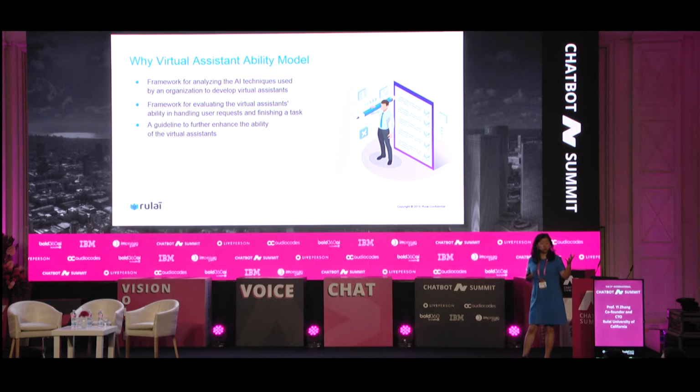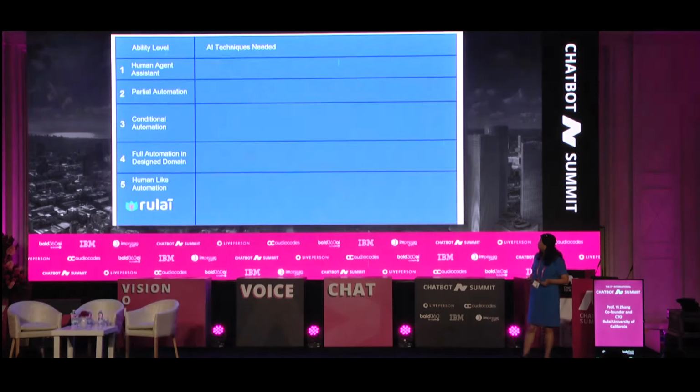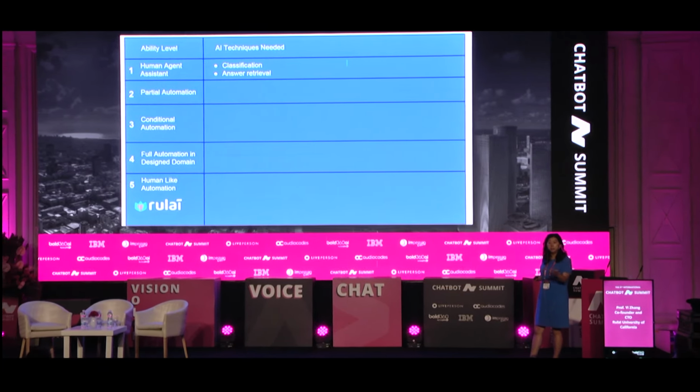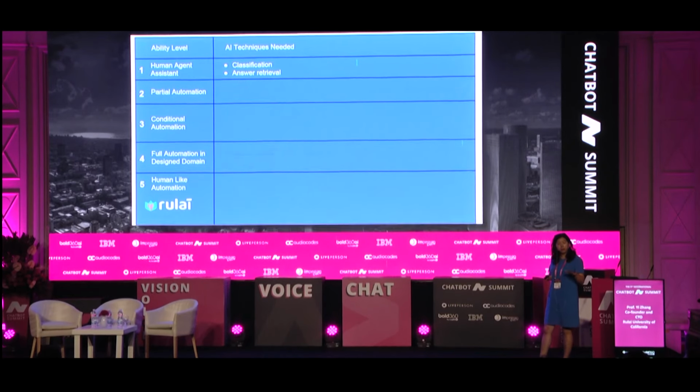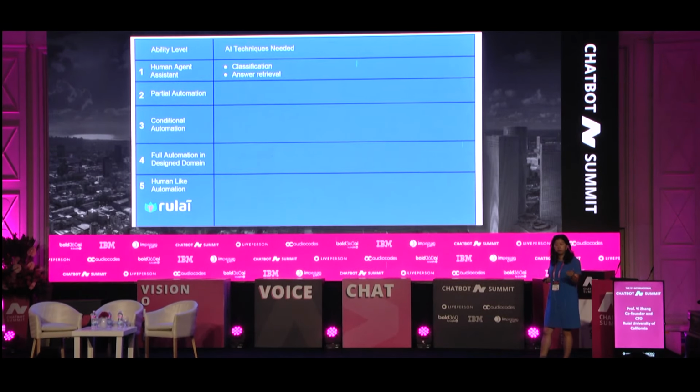It's like autonomous driving cars, where you have level 1 to level 5, and here we have the same concept for virtual assistants. So this is the virtual assistant ability model we introduced. The first level is human agent assist. And here I want to point out the underlying AI technologies needed to empower that. In order to build a virtual assistant to help human agents, you pretty much need technology like classification to classify the intents of the user. Also, answer retrieval, more like a search engine, but one that can retrieve answers for questions.